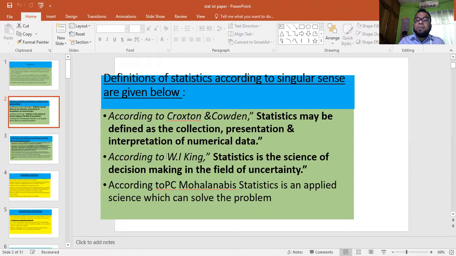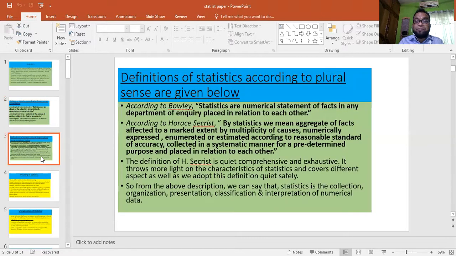There are so many statisticians who define statistics in a singular sense. Here only three are given. In your book or in your library, there are so many statisticians who define statistics in a singular sense, but only three are mentioned here. And these three persons are very important, their definitions are also important. Now, according to the plural sense, many statisticians also define statistics in a plural sense. Here some definitions of important statisticians are given.